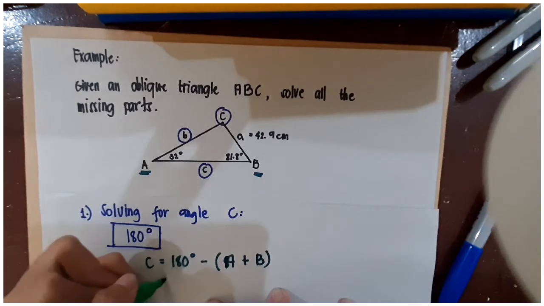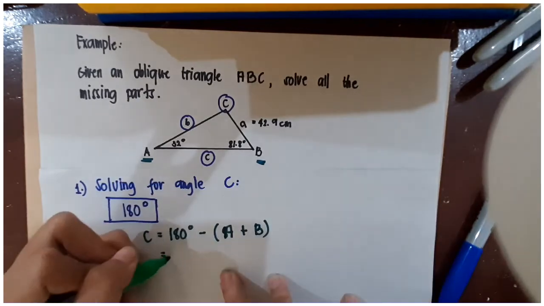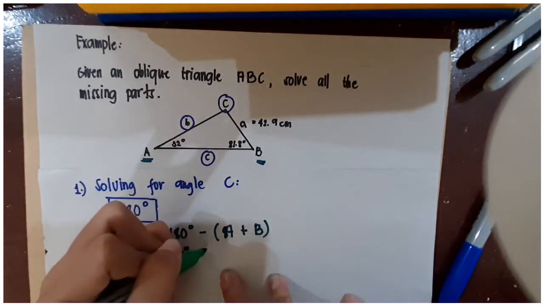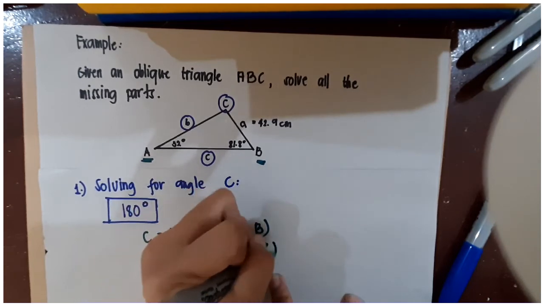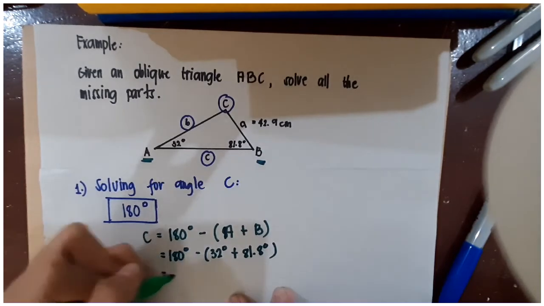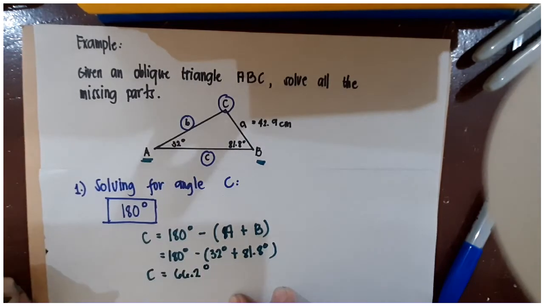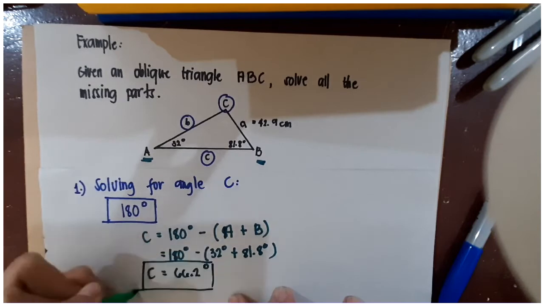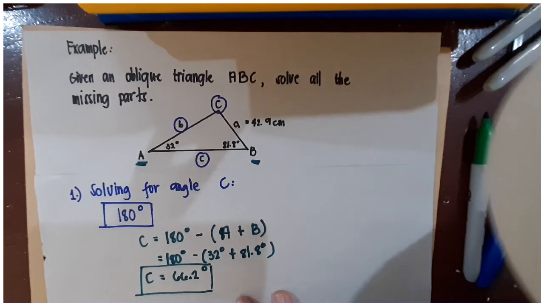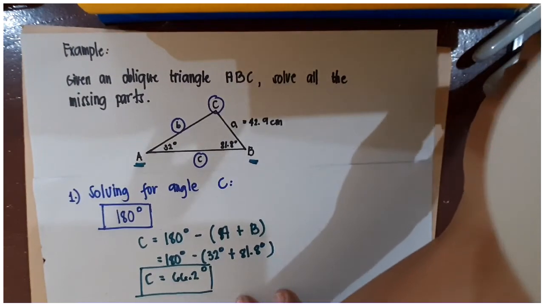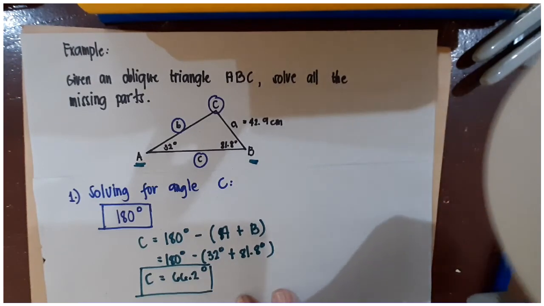So we have here 180 minus your A is 32 degrees plus 81.8 degrees. So your C now is 66.2 degrees. So ito na yung answer. So that's how you look for your angles. You just simply subtract the sum of your two angles. So take note, kapag in-add nyo lahat ng angles ng triangle, it is equivalent to 180 degrees.